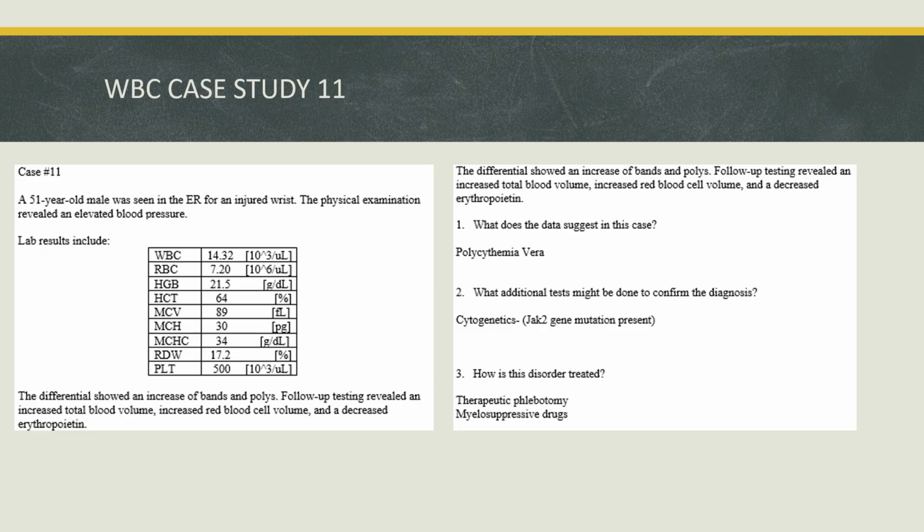Well, we may do therapeutic phlebotomy. That's going to alleviate them from that hypervolemic state. Obviously, we can't use that blood for donation, but it can be therapeutic and alleviate the problems that the patient is suffering from. And if we have a very, very elevated white blood cell count, we might even use myelosuppressive drugs. But for the most part, that therapeutic phlebotomy is going to be very helpful for the patient.